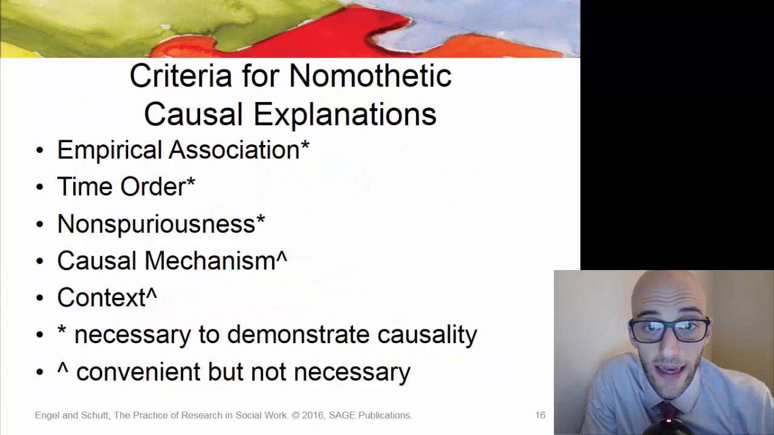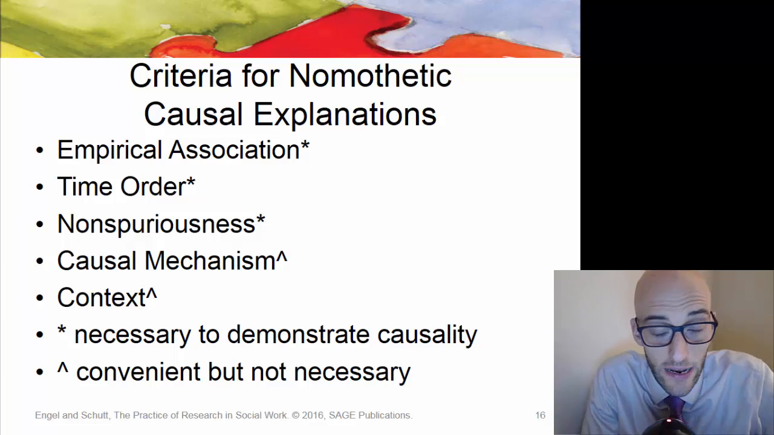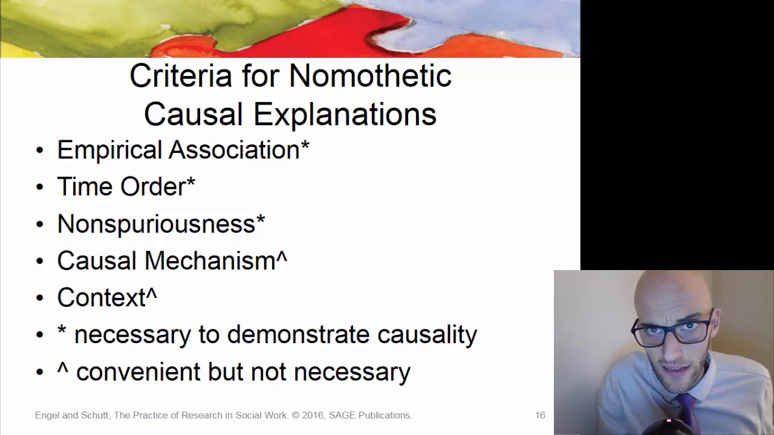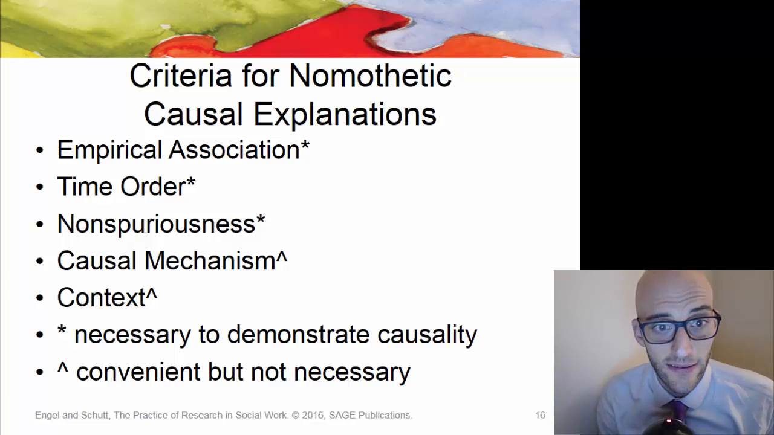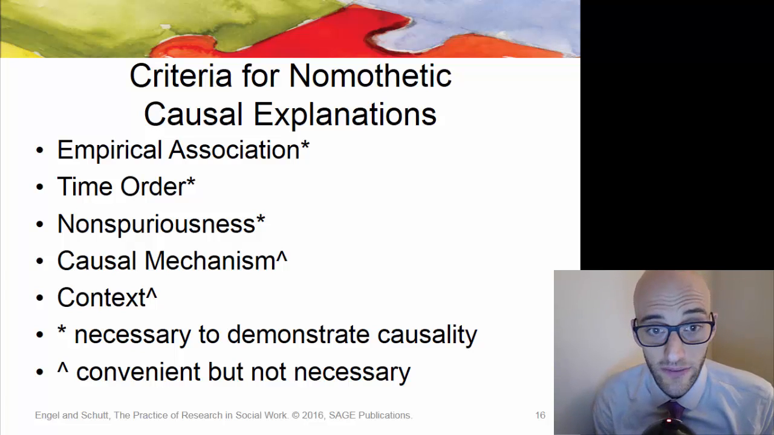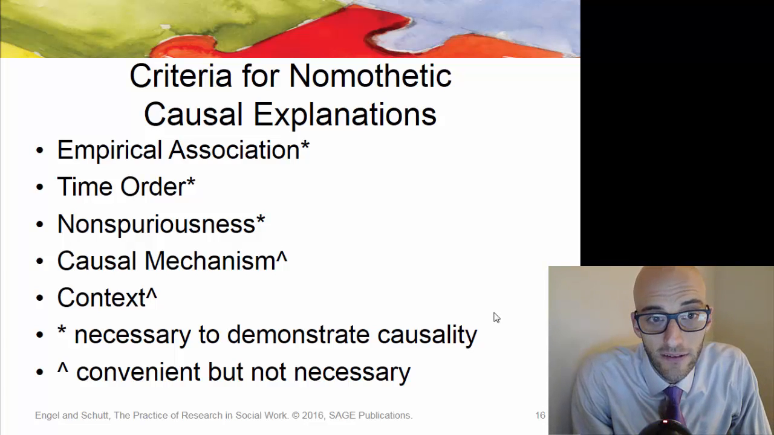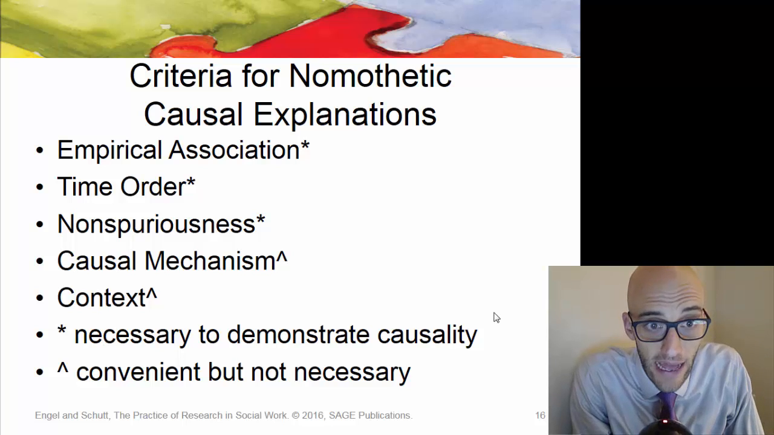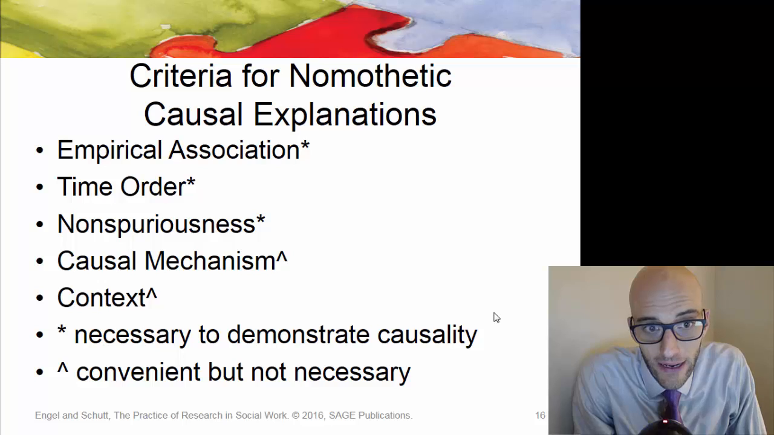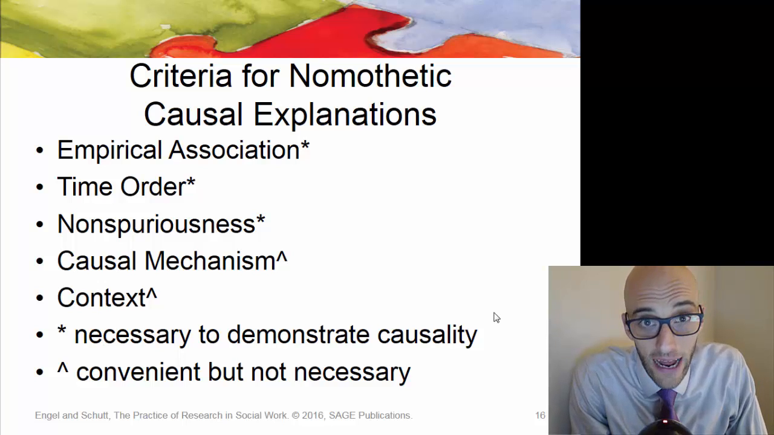So criteria for nomothetic causal explanations: there should be an empirical association. Oftentimes these are done with standardized measures that look at statistical relationships between two variables. For any kind of causal explanation, there needs to be time order and also the assumption of non-spuriousness. So you can see the asterisks show that empirical associations, time order, and non-spuriousness are all necessary to demonstrate causality, versus causal mechanism and context, which are convenient but not necessary for causal explanations.